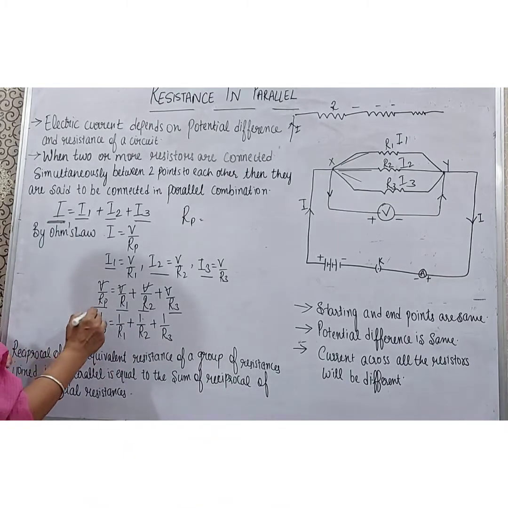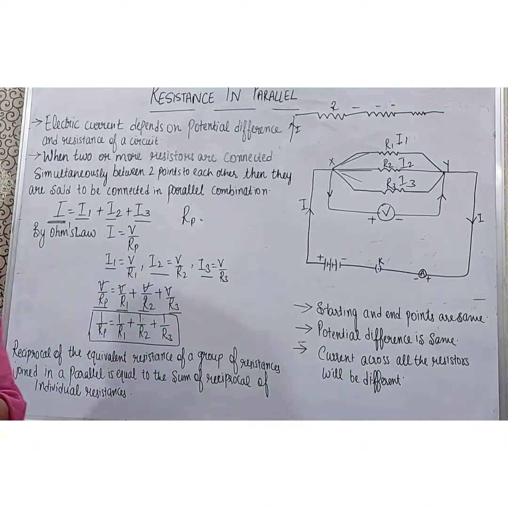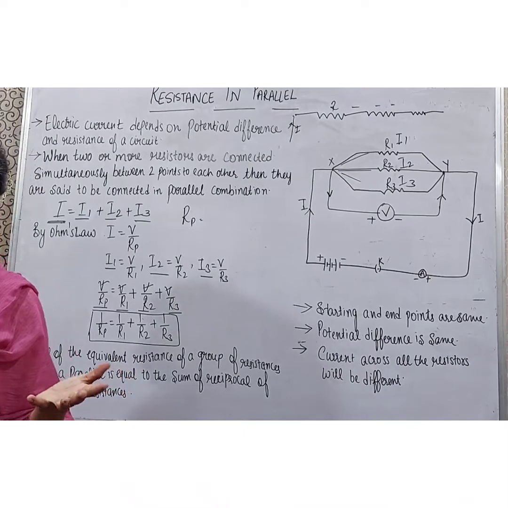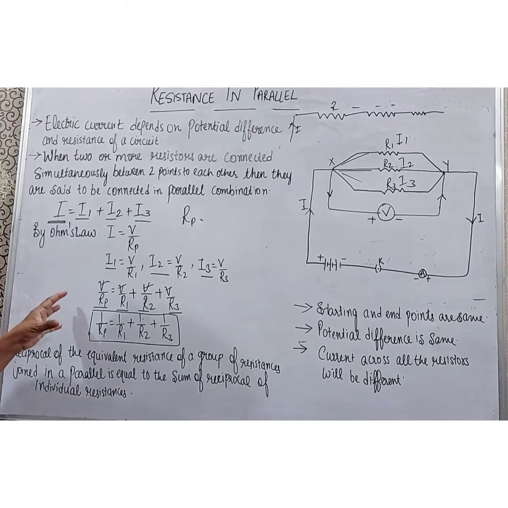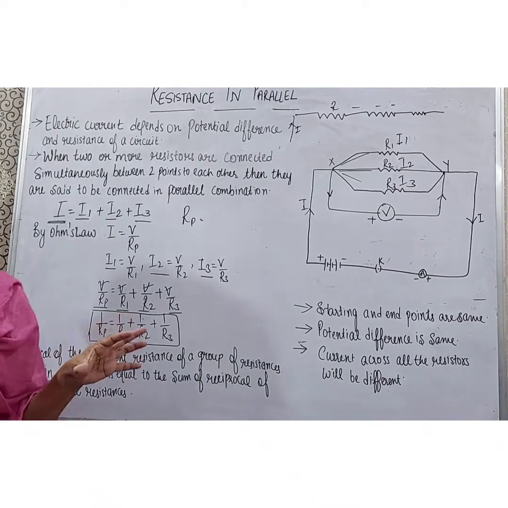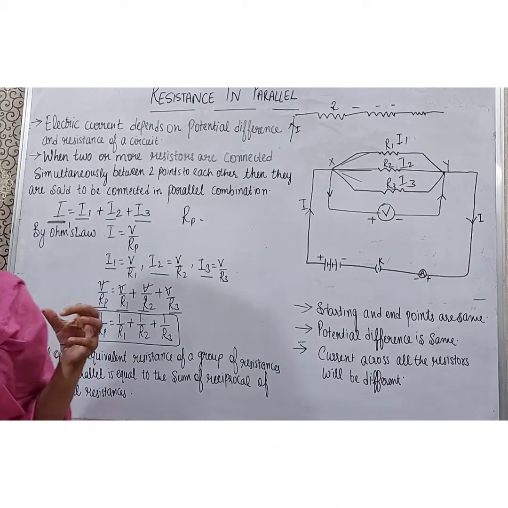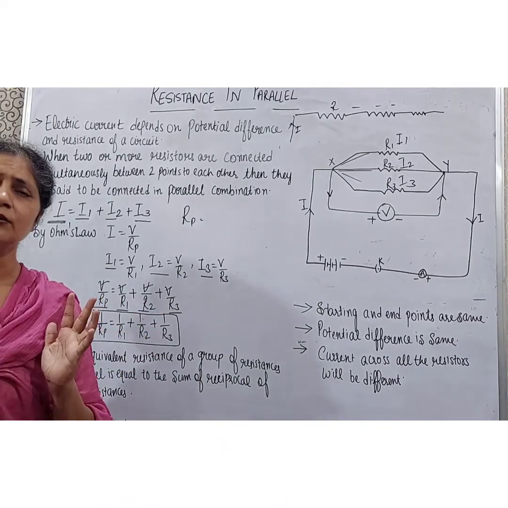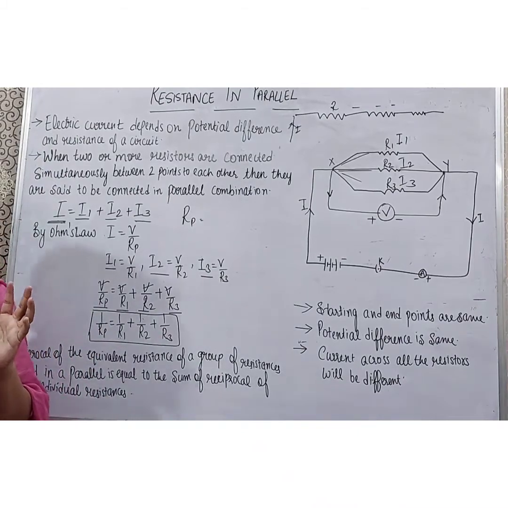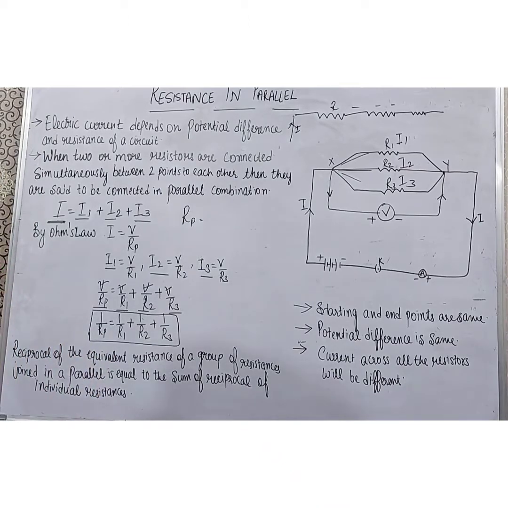So, we get this formula by which we can solve many numericals, because our purpose is to calculate the total resistance. When it was joined in series, now it is joined in parallel, and we want to know the total resistance: the reciprocal of the equivalent resistance of a group of resistances in parallel is equal to the sum of the reciprocals of the individual resistances. So, this is all about resistances joined in parallel. Hope you must have understood it.